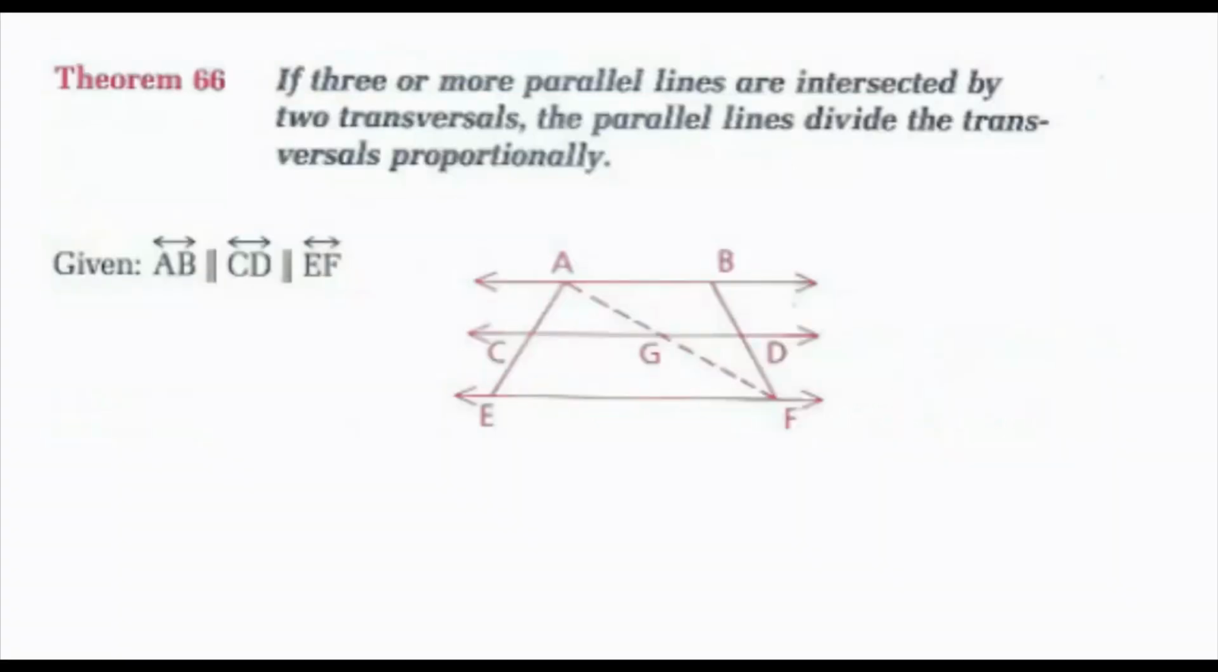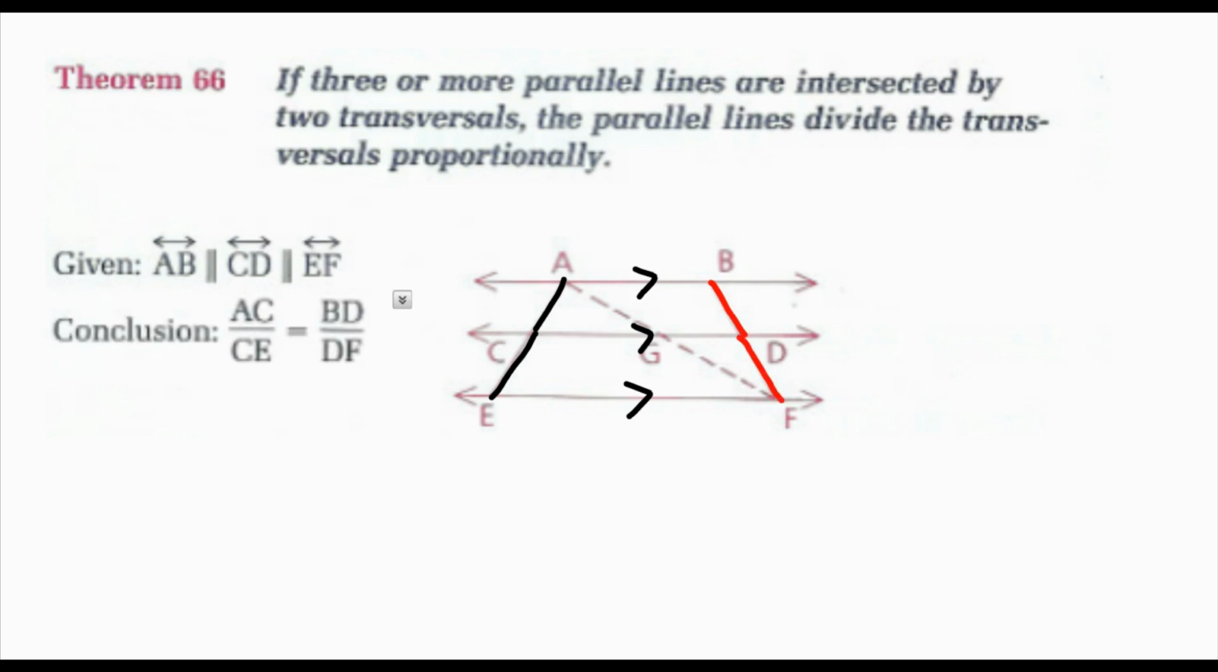Looking at our next theorem, Theorem 66, if three or more parallel lines are intersected by two transversals, the parallel lines divide the transversals proportionately. Looking at this in our example, if AB is parallel to CD, which is parallel to EF, and I have the transversals AE and BF, then I would have this theorem where my parallel lines are split proportionately, where AC over CE would be in proportion to BD over DF. Now I can prove this theorem using similar triangles and substitution. I would first need to draw in another transversal AF to give me these similar triangles.